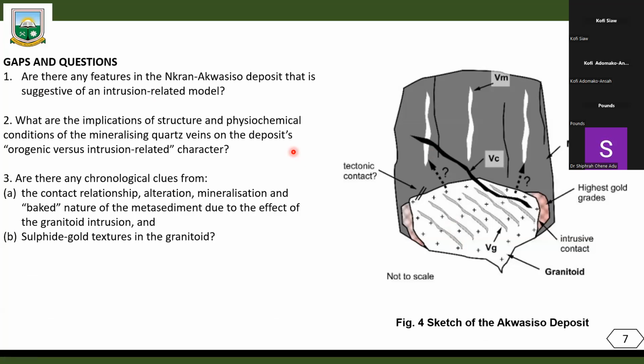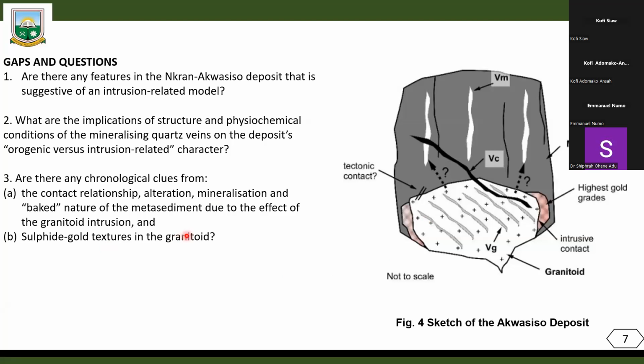Then number three, are there any chronological clues? What is the timing between these veins and alteration within the deposit? And then under the chronological clues, we also look at the sulfide gold textures as well, because all of these can give information as to what we want to talk about.